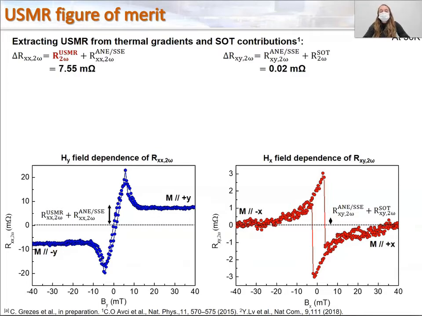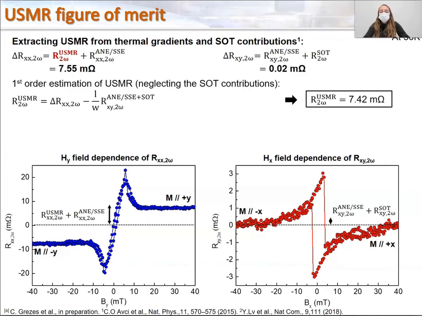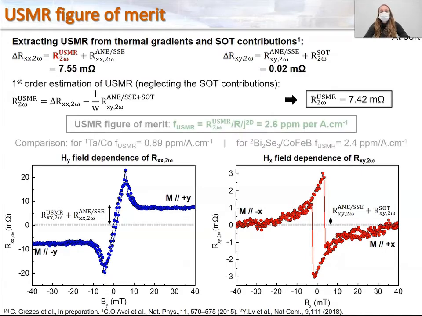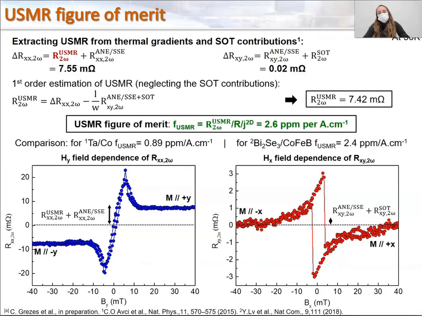Shown on the right, the results show a small change in the nonlinear magnetoresistance upon switching the magnetization from minus x to plus x direction. This change corresponds to a combination of thermal effect along with spin-orbit torque effect. Since the thermal effect is very small, we make a first-order estimation of the USMR efficiency by neglecting the SOT contribution, yielding 2.6 ppm per ampere per centimeter.